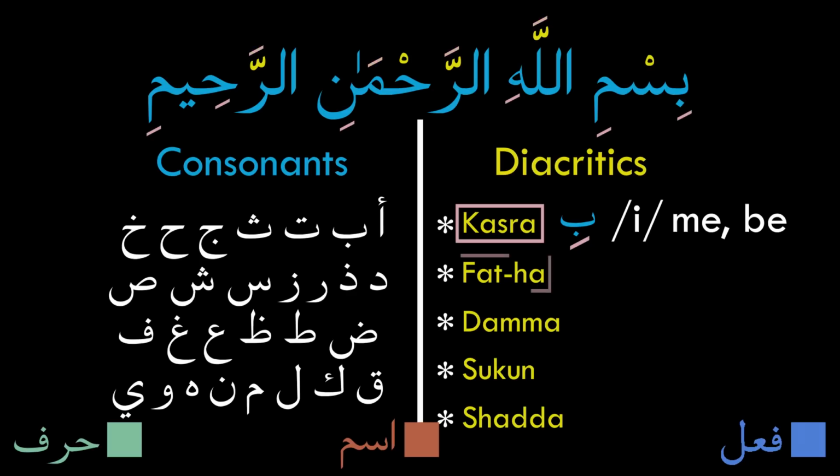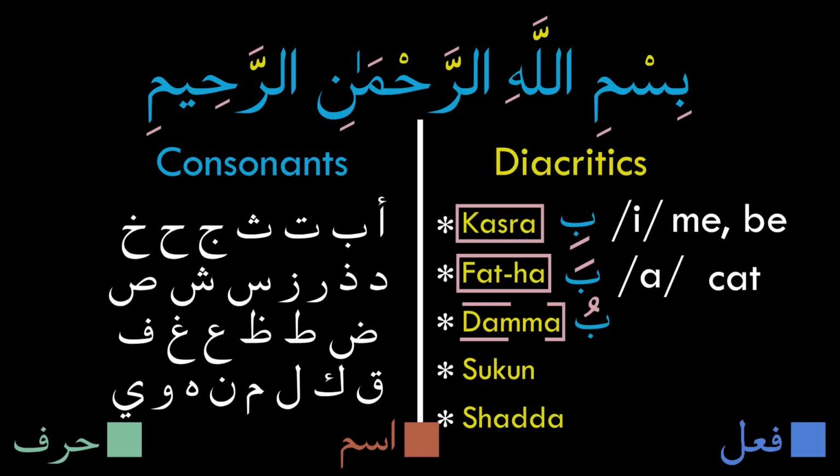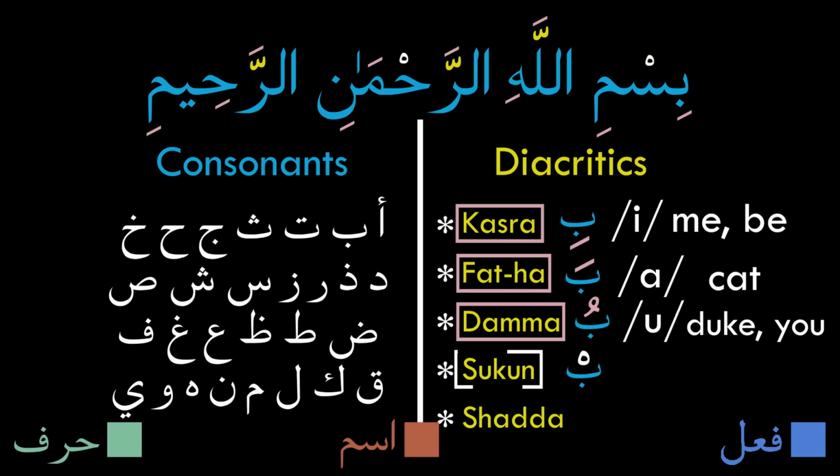The second one is fatha, a small diagonal line placed above a letter and represents a short A, as in the word cat. The third one is dhamma, a small curl-like diacritic placed above a letter and represents a short U, as in duke or you. The fourth one is sukoon, a circle-shaped diacritic placed above a letter, and it indicates that the consonant to which it is attached is not followed by a vowel.